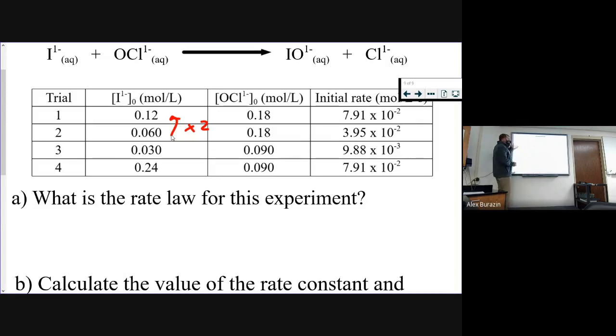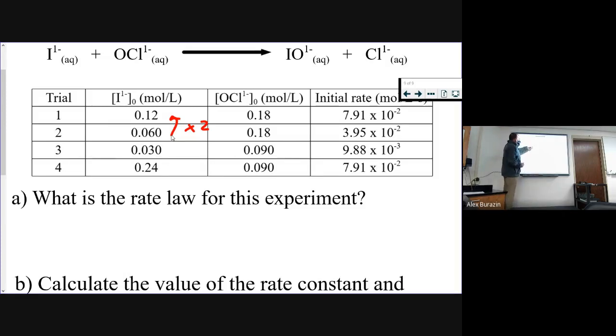These trials are independent. I said that last week too. These trials are perfectly independent, meaning because I call this one number 1, that doesn't matter. I could call this one number 1 or that one number 4 or that one number 2. It doesn't matter. They're independent. So the order is irrelevant. I can compare any one trial to any other trial.